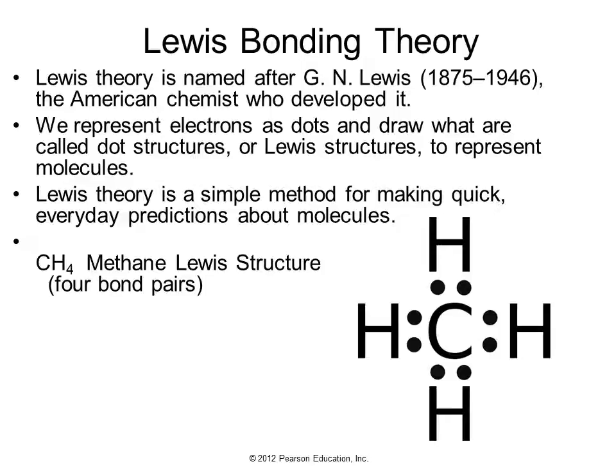There are covalent bonds between hydrogen and carbon. Here's a bond pair, another bond pair, another bond pair. So carbon has 4 bonds, one to each hydrogen.